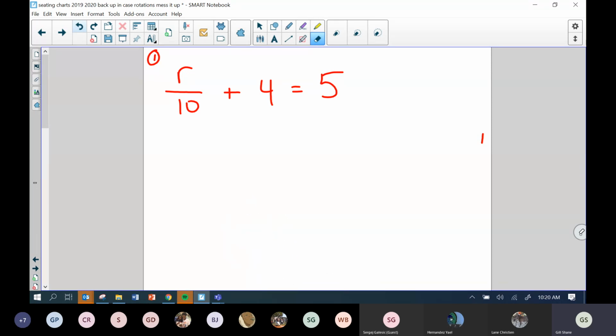So, with that in mind, we have an equation that we're going to solve. I got to do this fast so you guys can get a couple problems done.